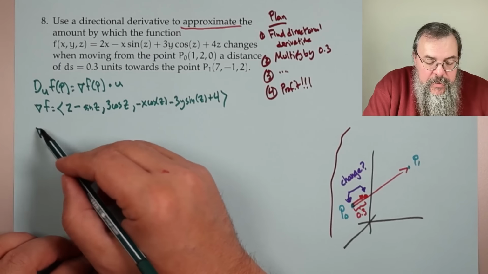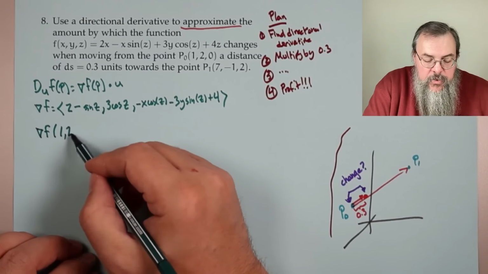So we took all the partial derivatives. Now we're plugging in our point 1, 2, 0. So everywhere we see an x, put a 1. Where you see a y, put a 2. Where you see a z, put a 0. Okay, so 2 minus sine of 0. Sine of 0 is 0, comma. 3 times cosine of 0. Cosine of 0 is 1, so that leaves us with 3. Then we have minus x, minus 1 times cosine 0, minus 1. 3 times 2 times sine of 0, 0. And then plus 4 is, well, plus 4. So that gives us the vector 2, comma, 3, comma, 3. Okay, so that's the gradient of f.